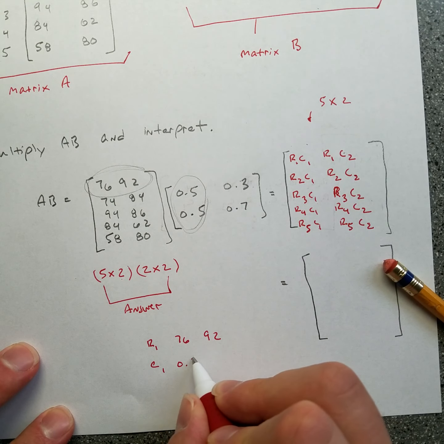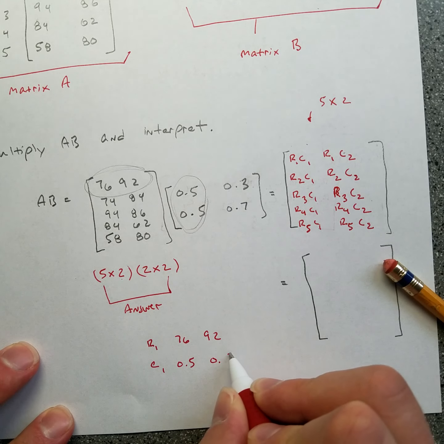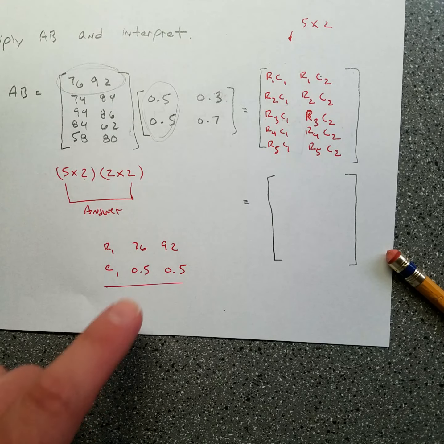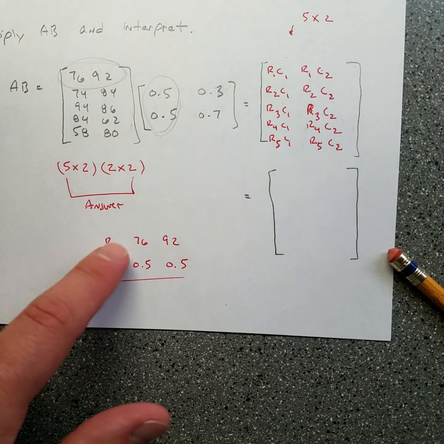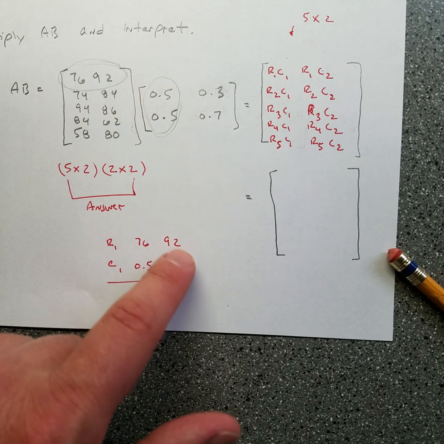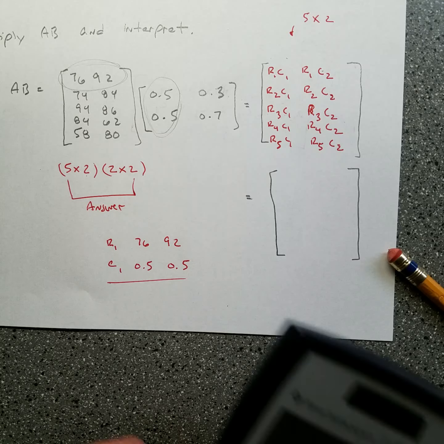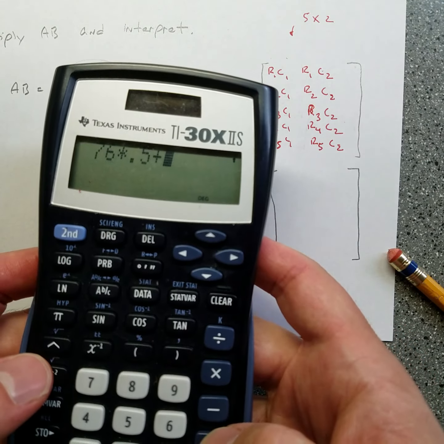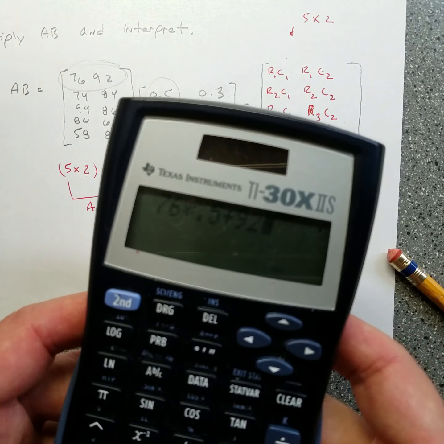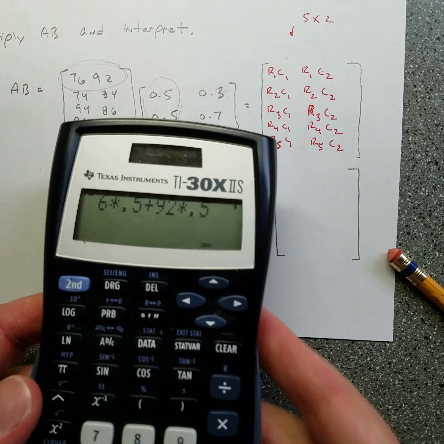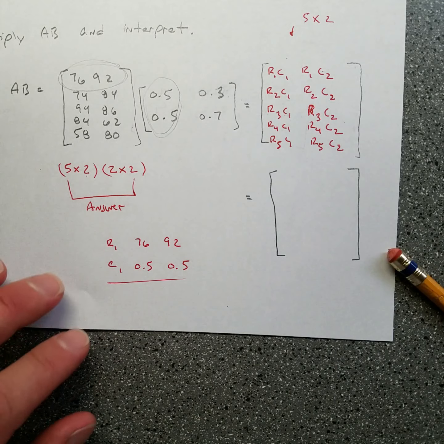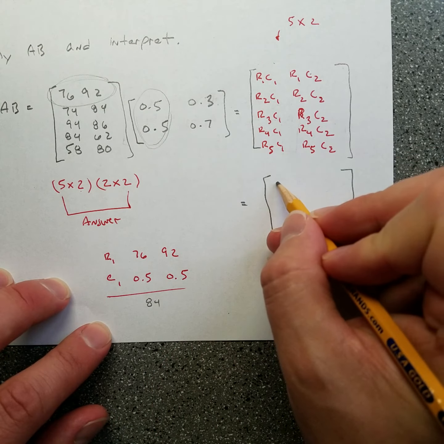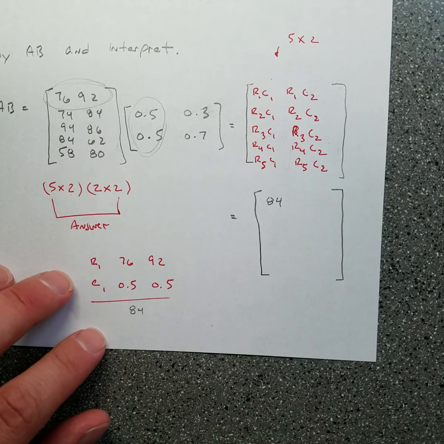I'll get a 0.5 on top of both of them. Okay. All right, now you would multiply 76 times 0.5, 92 times 0.5. You add your answer. So I'm just going to do like this, 76 times 0.5 plus 92 times 0.5, and I get 84. Okay, so that's going to be 84. So that means this number should be 84.